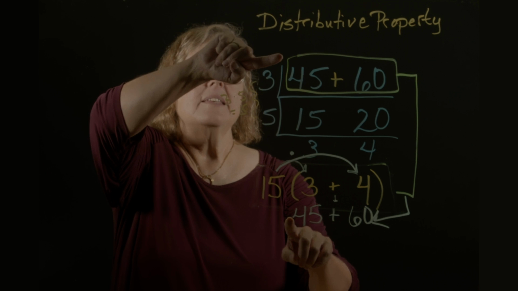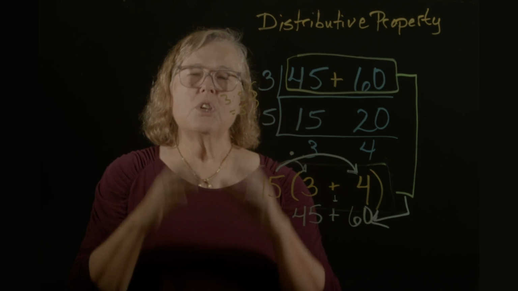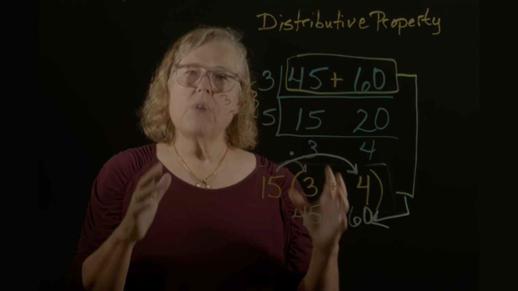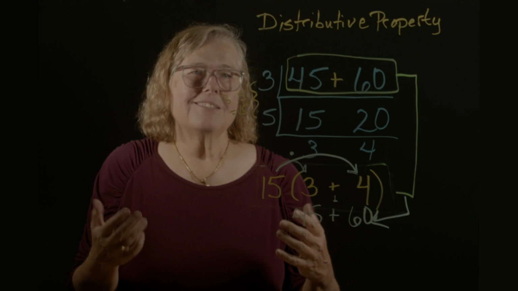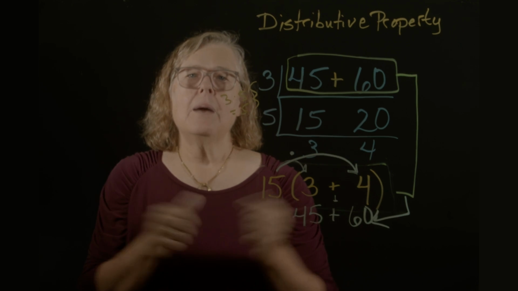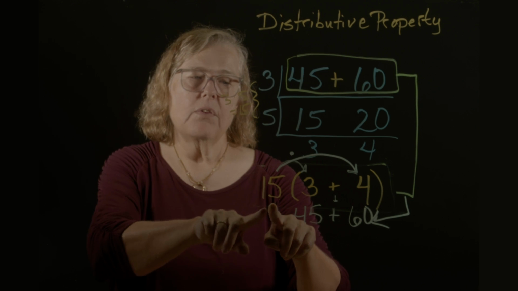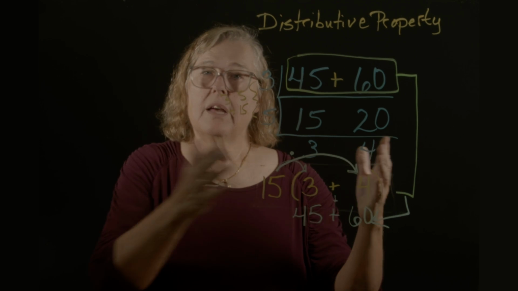They're exactly the same, 45 plus 60. So when you have two numbers and you want to rewrite it using the distributive property, how do you figure out how to do that? Easy. Upside down division. Pull out your greatest common factor here, give it a parenthesis, and put the leftovers. That's all it is.